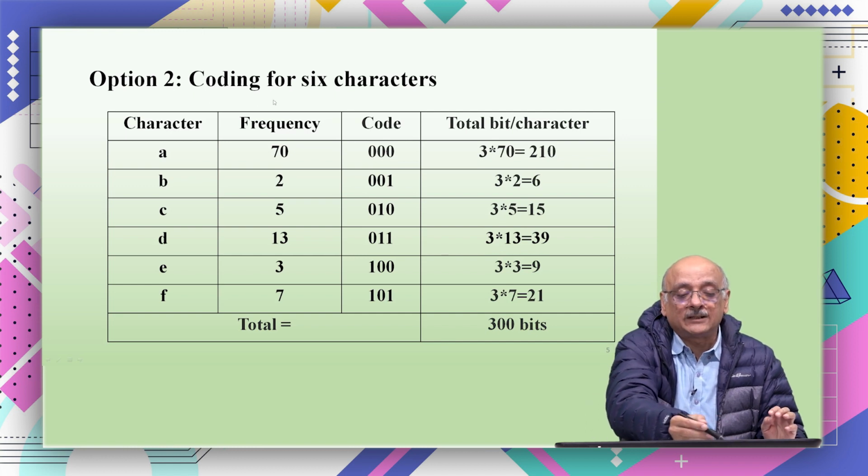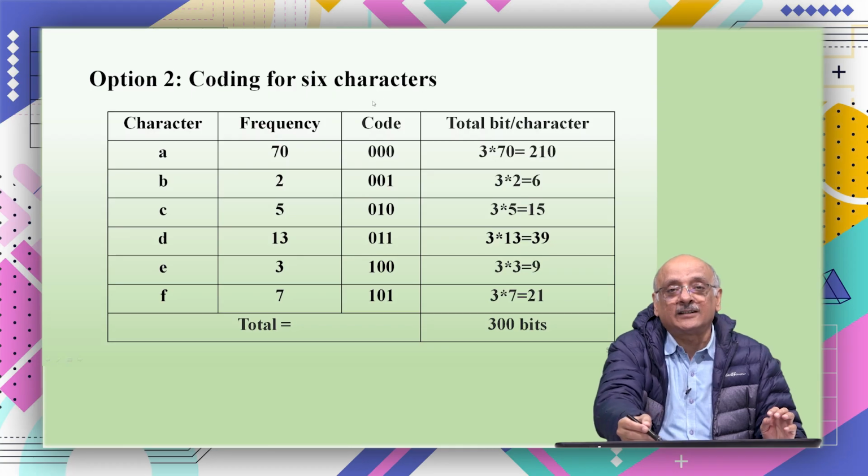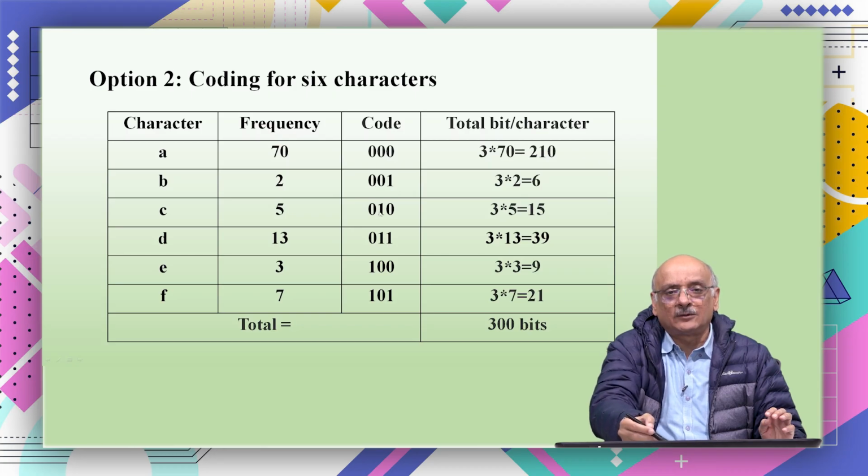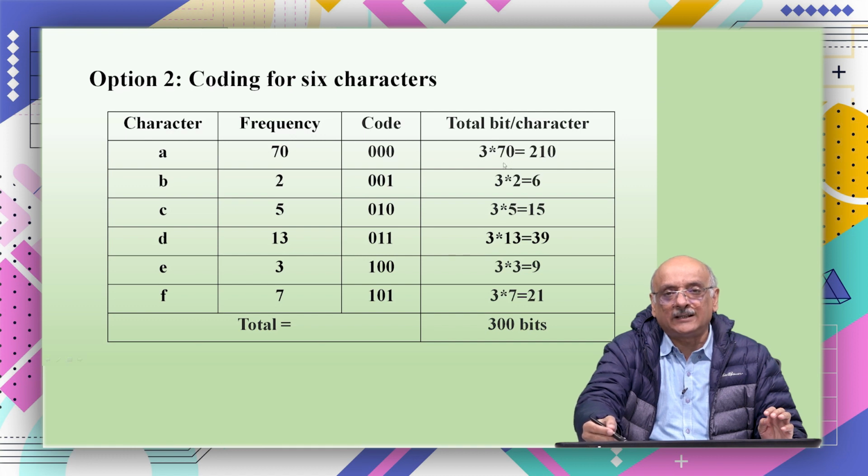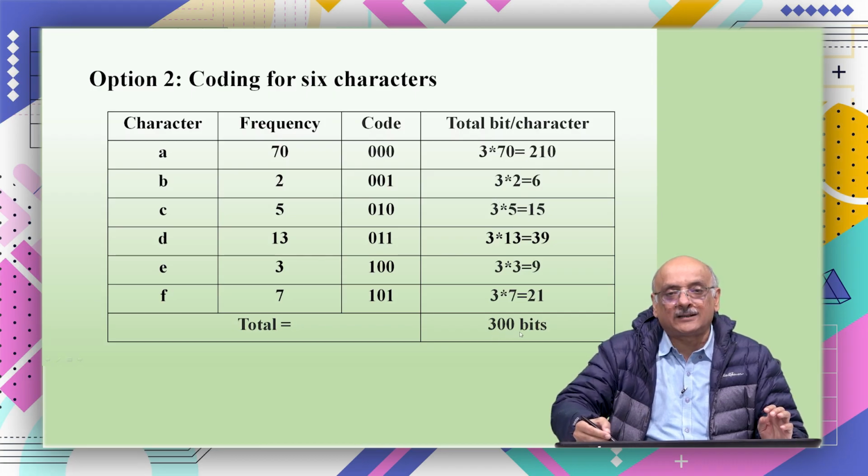So, the second option is coding for 6 characters, which will be just coded by 3 bits. And these 3 bits can be all zeros, and so on. So, A is represented by 000, B is 001, 010, 011, 100 and 101. So, these are my codes, and the total bits required will once again be 3 into 70, that is what the frequency of A was, like that. So, we can compute the overall number of bits for each character, and in total in any case they will turn out to be 300 bits.